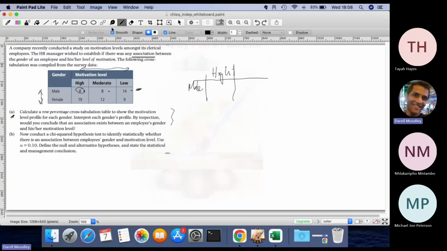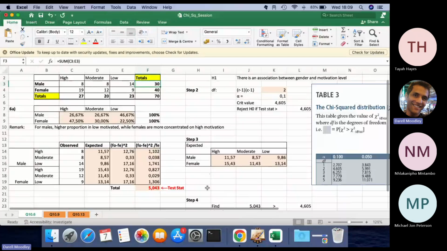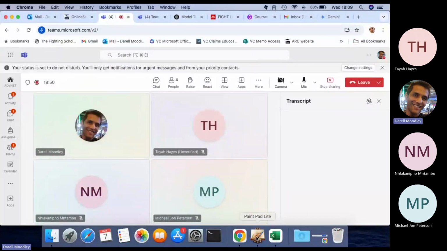And I'll just do the total for the other one as well. 30. And then for the females, that total is 40. 19, 21, yeah, 31. 31 plus 9 is 40. So let me just double check before I go. Yeah, 40. So the grand total is 70.